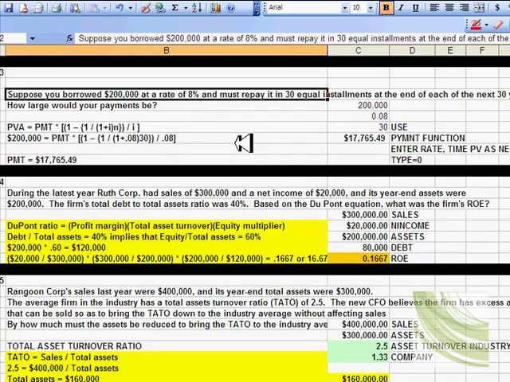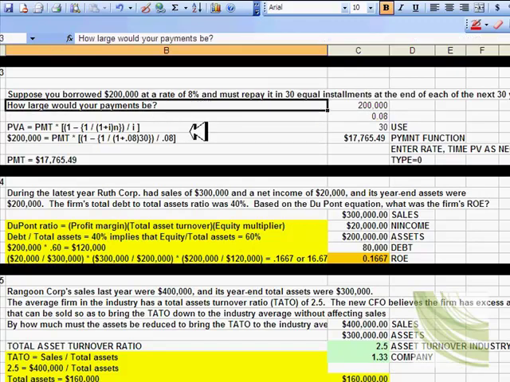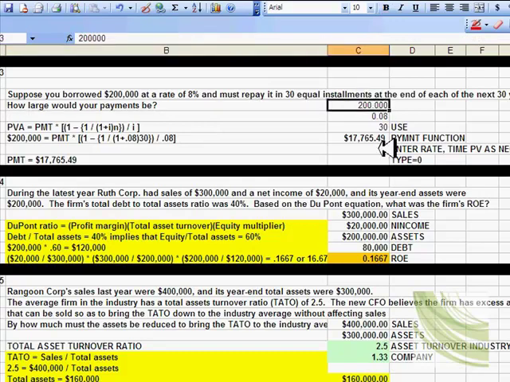Suppose you borrowed 200,000 at a rate of 8% and you must repay it in 30 equal installments. How large should your payment be? So in Excel, put down your numbers first: 200,000, the 8% is the interest rate, 30 is the payments. Use the payment function in Excel.